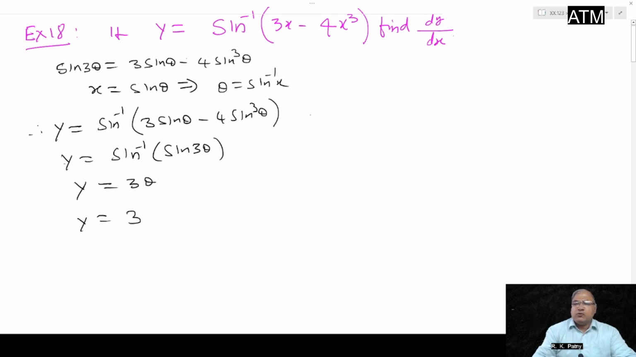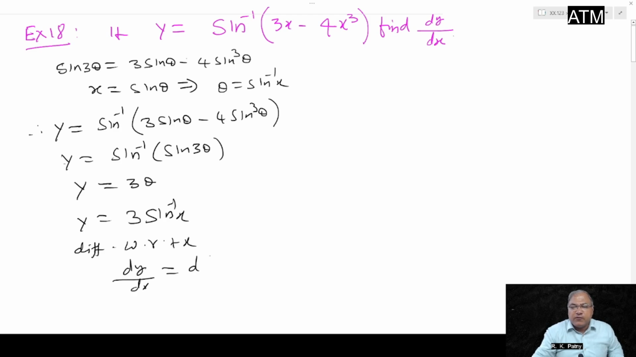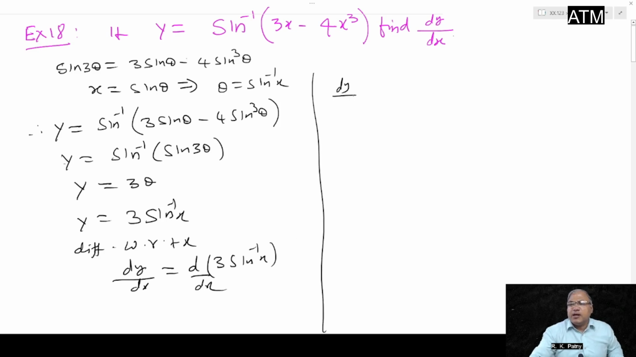But what is the theta value? Theta value is nothing but sin inverse of x. So putting here sin inverse of x. Now differentiating with respect to x. So we have dy by dx equals the differentiation of 3 sin inverse x with respect to x. So dy by dx equals 3 taken outside, and the differentiation of sin inverse x is nothing but 1 upon under root of 1 minus x square. Therefore dy by dx equals 3 upon under root of 1 minus x square.